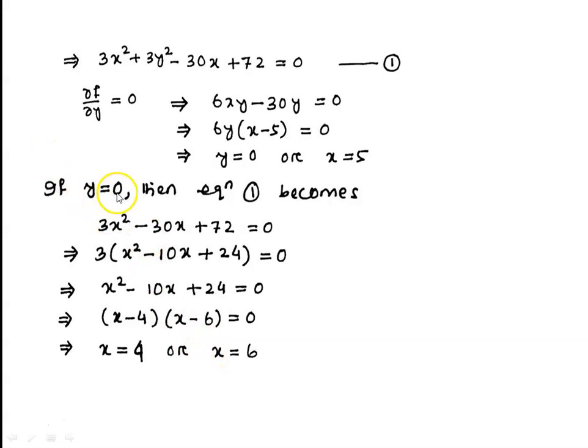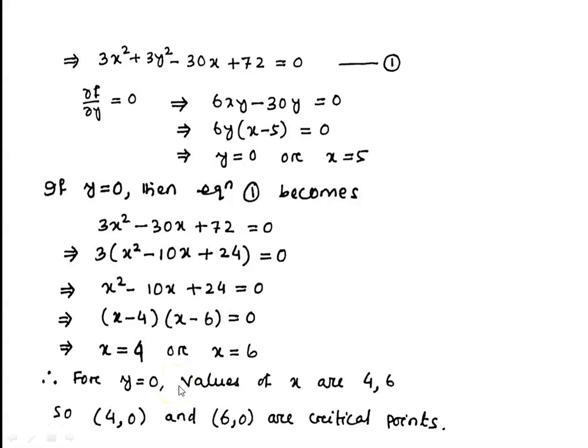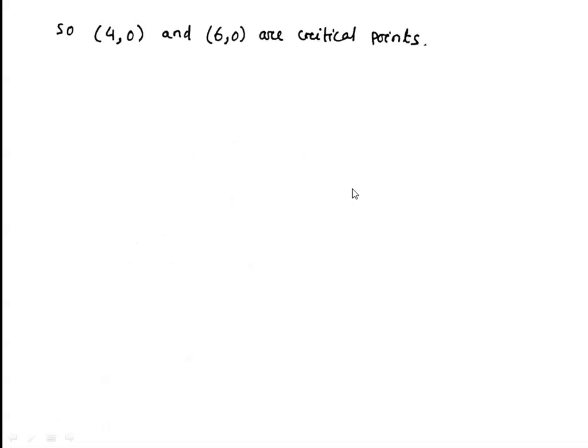So if y is equal to 0, then we have either x is equal to 4 or x is equal to 6. So now we have two critical points: x is equal to 4 and y is 0, and x is equal to 6 and y is 0. So (4, 0) and (6, 0) are two critical points here for y equal to 0. Now if x is equal to 5, if we put x equal to 5 in equation 1, we'll get two more points.